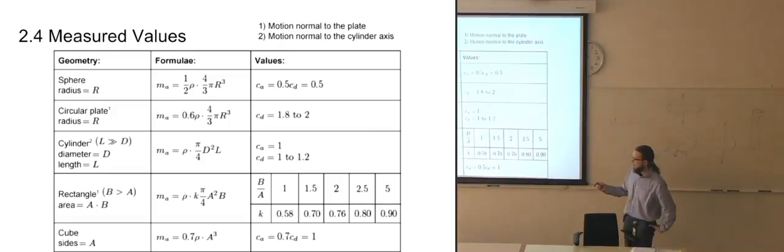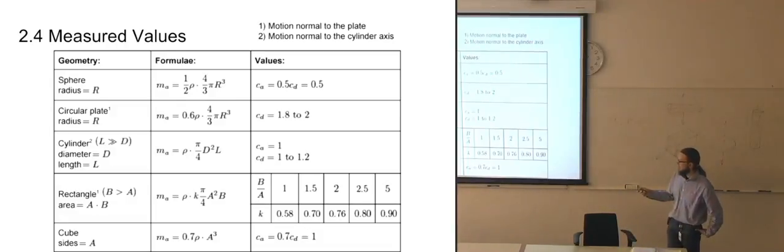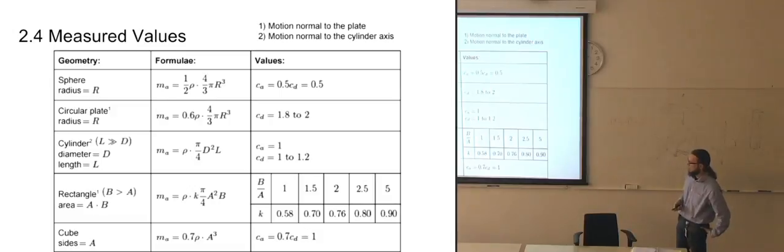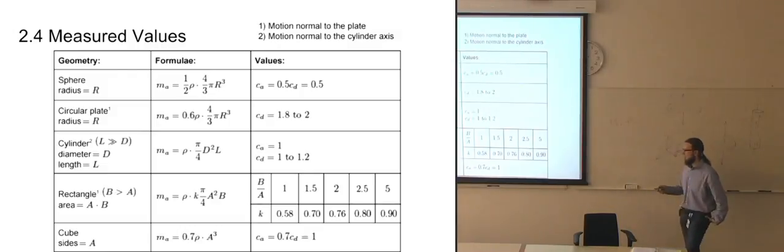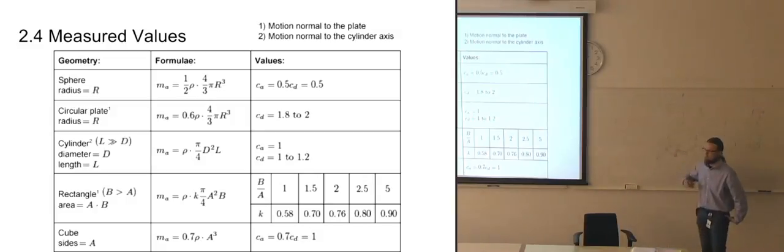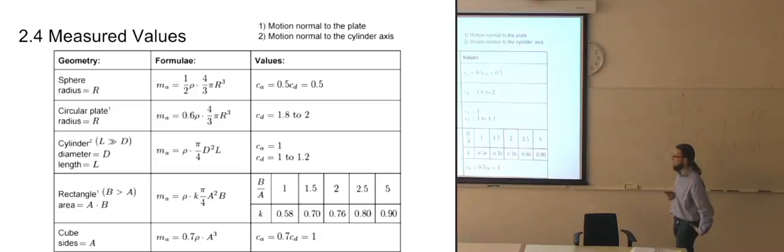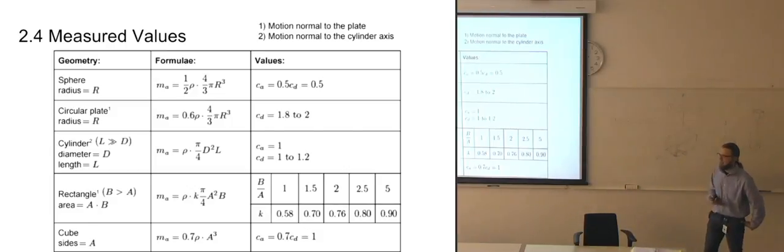And then for a cube where all of the sides have the same length, we can put in this very simplified formula. Our coefficient for added mass will be 0.7 that of the coefficient for drag. So the coefficient for drag will equal 1 divided by 0.7, which will be a number greater than 1. So we will get something larger there. I can't do that division in my head.